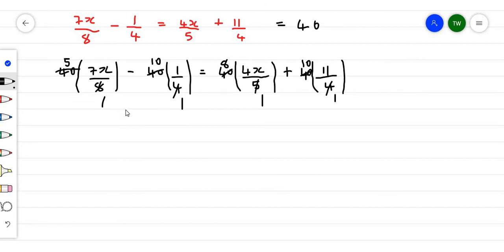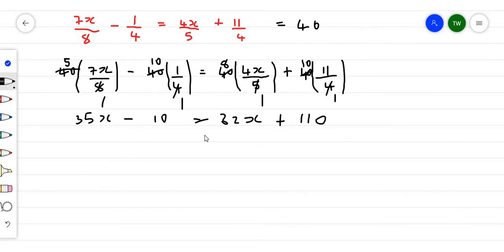Now we're going to apply the distributive law. So we're going to take what's outside of the bracket to multiply what's inside of the bracket. So 5 times 7x, that's going to give us 35x. Minus 10 times 1, that's going to give us 10, equal 8 times 4x, that's going to give us 32x, plus 10 times 11, that's going to give us 110.